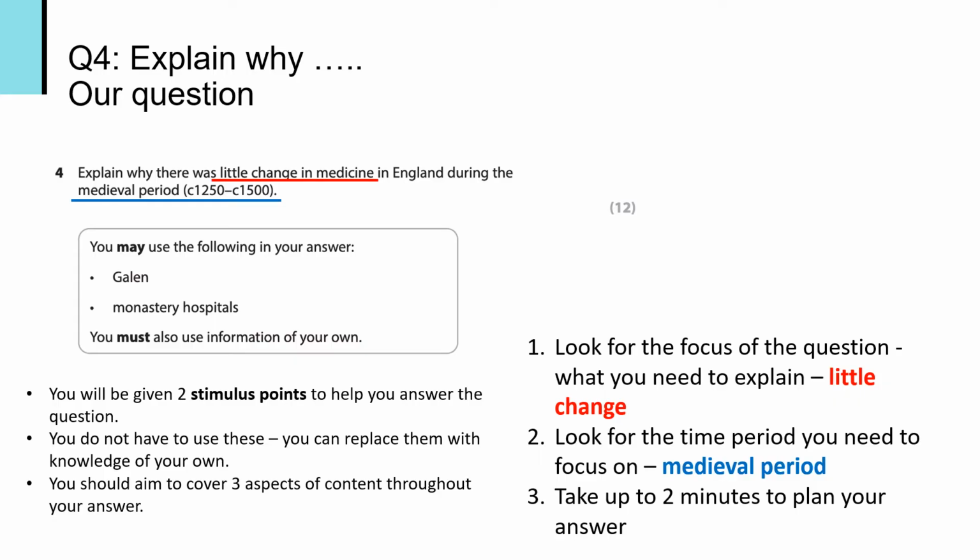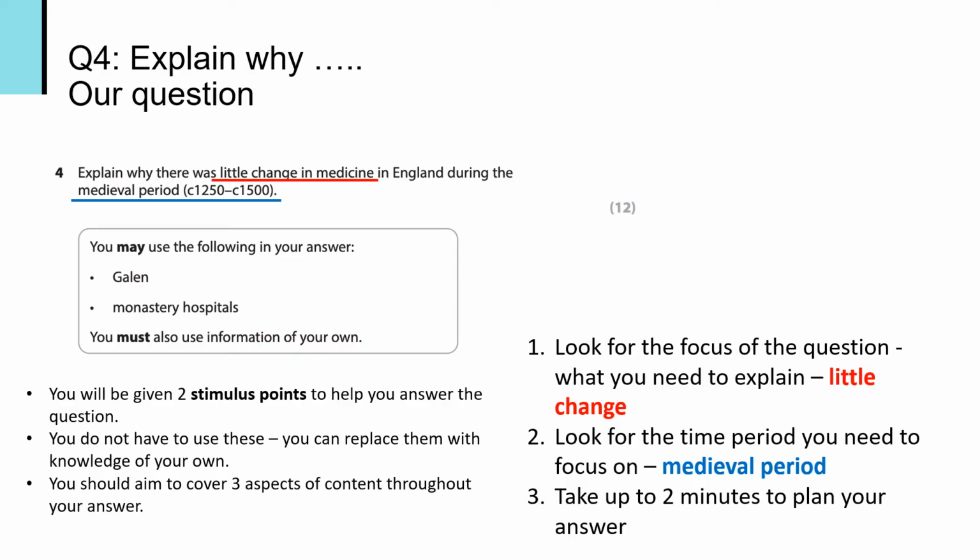On high mark questions, such as the explain why question, we provide you with 2 stimulus points, and you are also instructed to use information of your own. This means you should aim to write about 3 aspects of content in your answer to be able to score highly on this question. Examiners are looking for a wide range of knowledge. However, don't worry if you are only able to write about the 2 stimulus points. Examiners will still reward you for doing this.